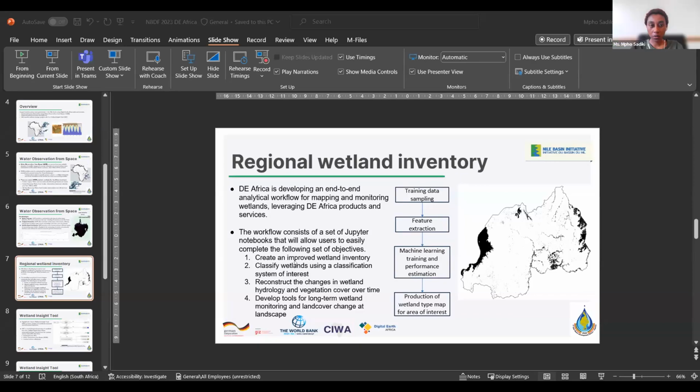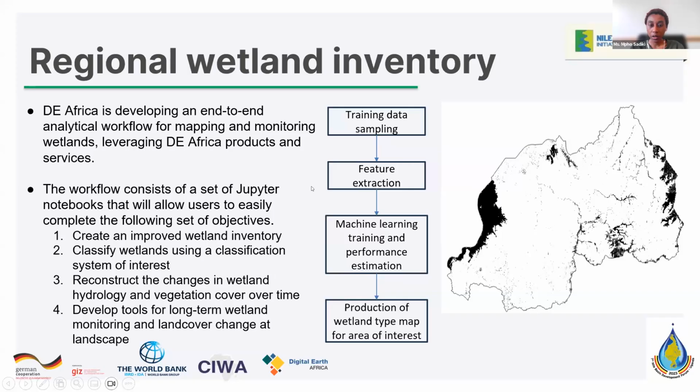So I'll just continue on from the wetland inventory development that we're doing. Like I said, it's a set of end-to-end analytical workflow notebooks that will allow you to go from the training stage to the actual development of a wetland type map for your area of interest. At the moment, we are testing it in South Africa and Rwanda, but we are looking at getting other places as well to test this workflow before we can release it for public use. So if anyone here is interested in joining us in this endeavor to create this workflow, please do reach out and we can work together to make sure we create something of substance that can actually be usable and useful on the continent.